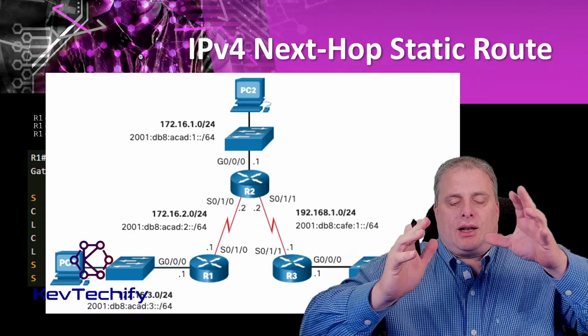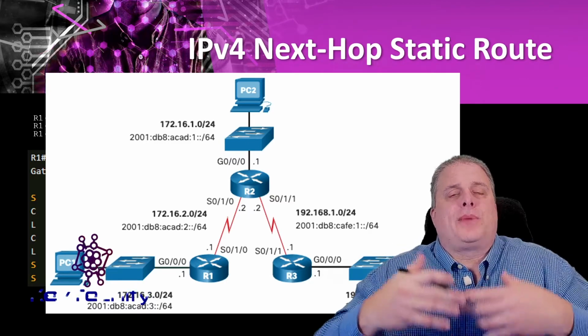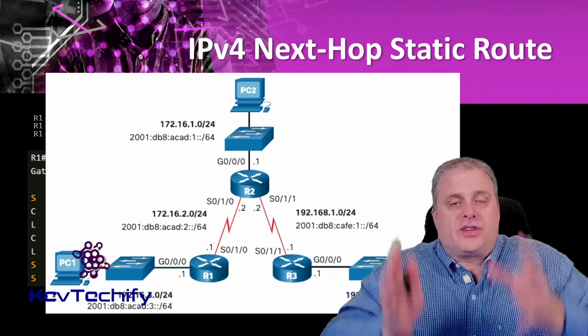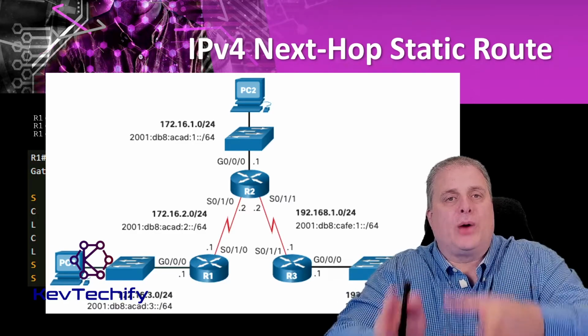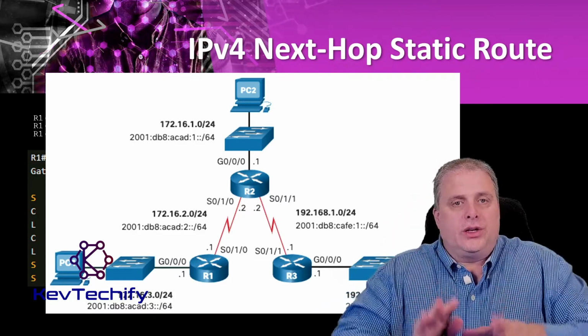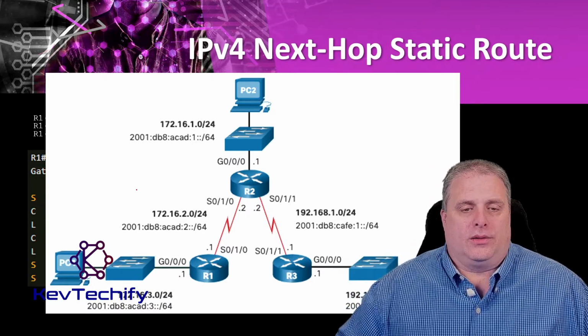When we look at static routes, one of the ways we can configure them is a next hop static route, meaning we specify an IP address of that next hop that we're going to. We're going to talk about IP version 4 right now. We're going to start on R1.